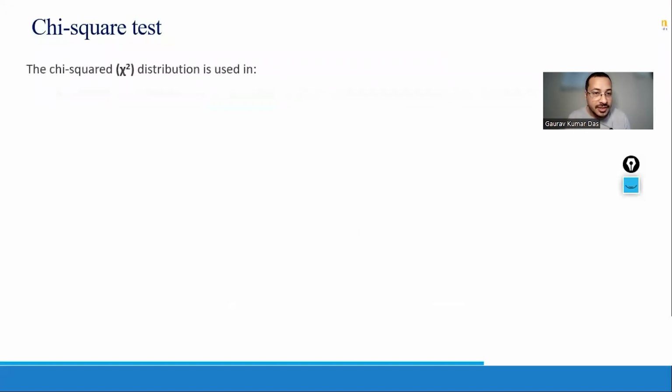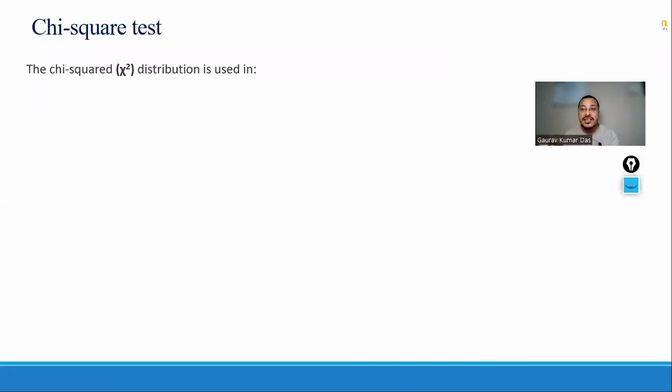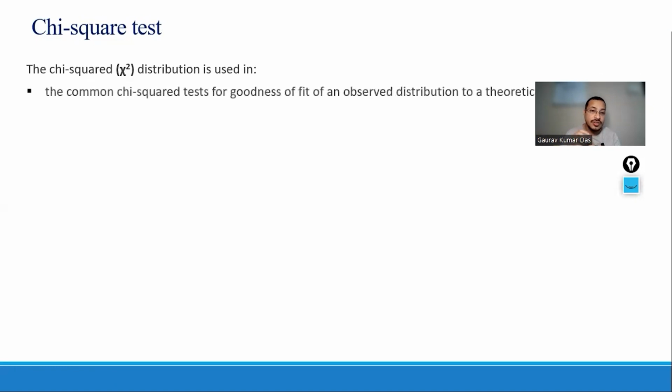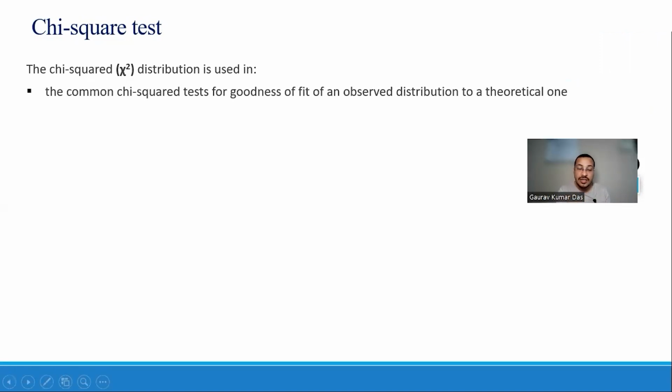Now, what is chi-square test? Just like we had a t-distribution when doing a t-test, we also have a chi-square distribution when we do chi-square test. So it assumes that the data points belong to a distribution which is called a chi-square distribution. This distribution is used in the common chi-square test for goodness of fit. So chi-square test can be used to find the goodness of fit to evaluate whether a particular data point belongs to a distribution or not.